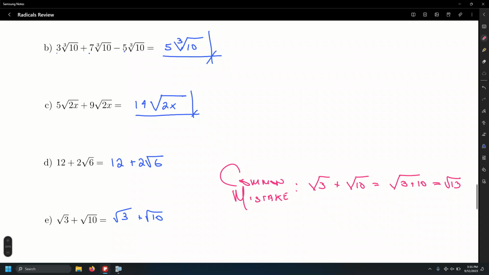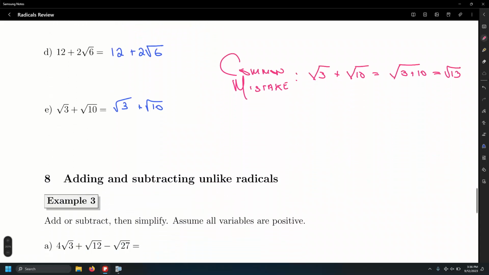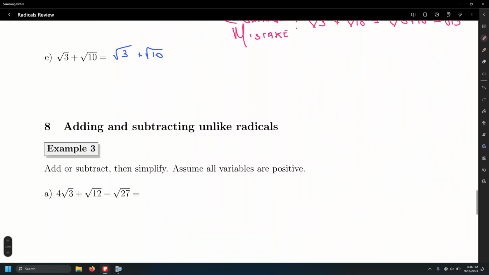All right. So the same thing occurs with radicals. Again, we need to have the same index, which we have here. However, we don't have the same radicands, that is, the quantity inside of the radical. All right. Adding and subtracting like radicals.